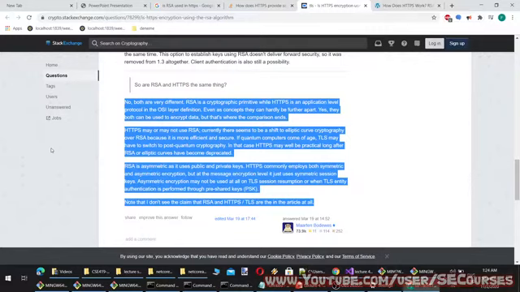HTTPS commonly employs both symmetric and asymmetric encryption, but at the message encryption level it just uses symmetric session keys. Asymmetric encryption may not be used at all on TLS session resumption or when TLS entity authentication is performed through pre-shared keys, PSK. Note that I don't see the claim that RSA and HTTPS, TLS are in the article at all.